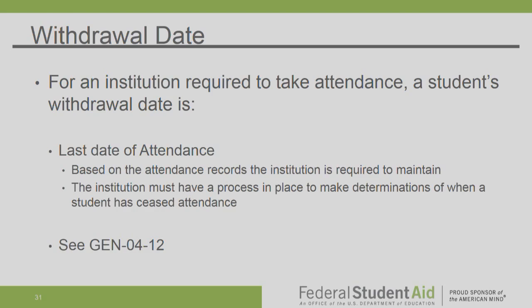The last bullet here describes Dear Colleague Letter GEN-04-12, and it reminds the school that it has to have a process whereby it makes attendance determinations at least once every 2 weeks. Many institutions plan into their processing cycle a weekly attendance determination if they are required to take attendance. As long as the institution is following its written procedure and doesn't exceed the 2-week limit, it's basically in compliance with this requirement.